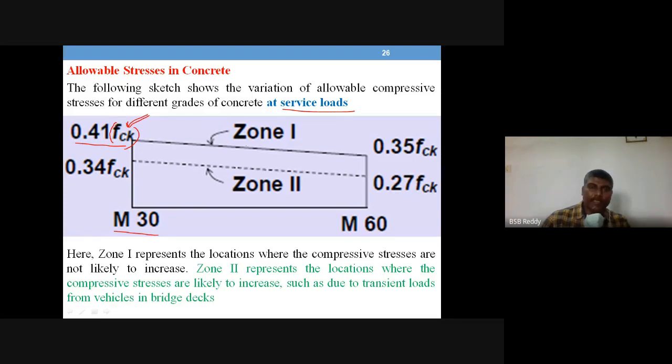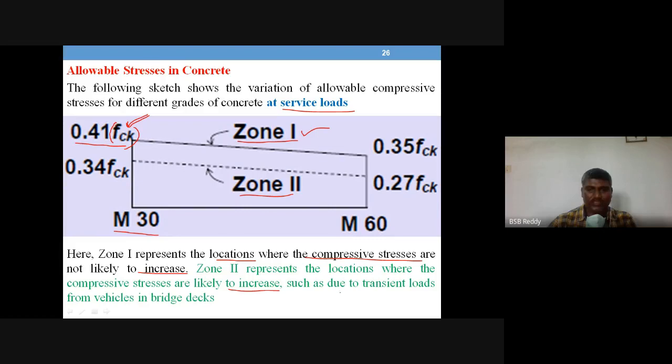Then what do zone 1 and zone 2 mean? Zone 1 represents the locations where compressive stresses are not likely to increase, meaning no change in the stresses once it is loaded. In such cases, you use zone 1. What is zone 2? Where the compressive stresses are likely to change, meaning increase.